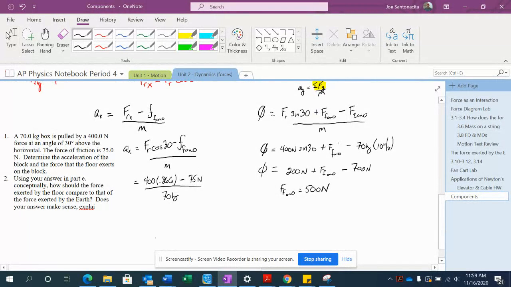If we were to solve for the acceleration, it would equal 3.87 meters per second per second. And there you have it.